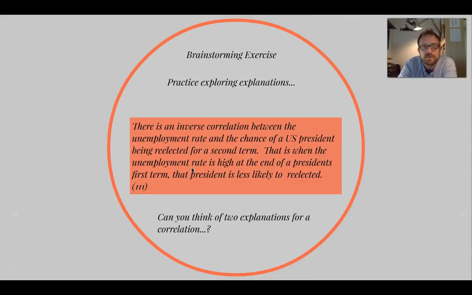So if you take this argument, this person's argument is that the unemployment rate is correlated to the U.S. presidency, right? In different ways.